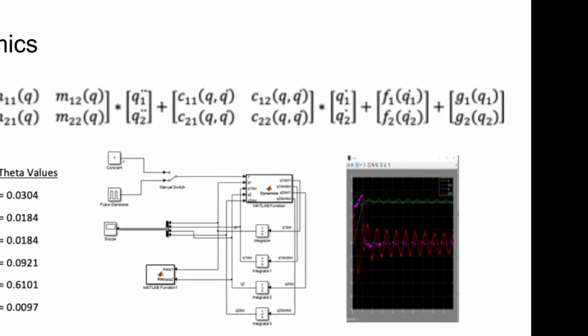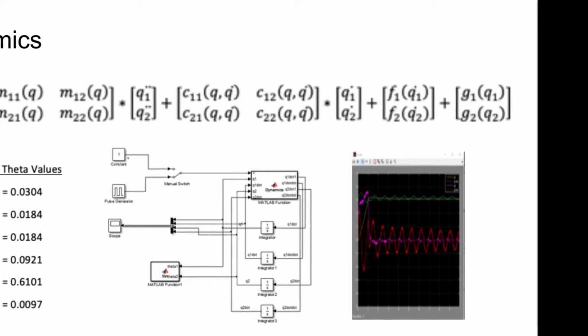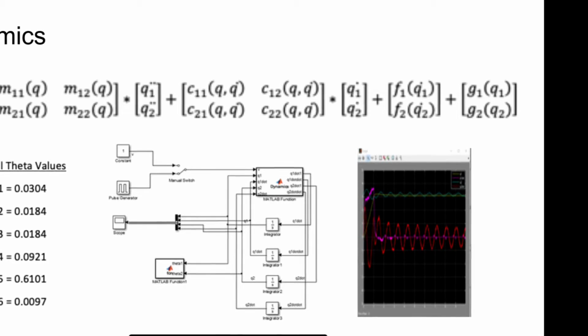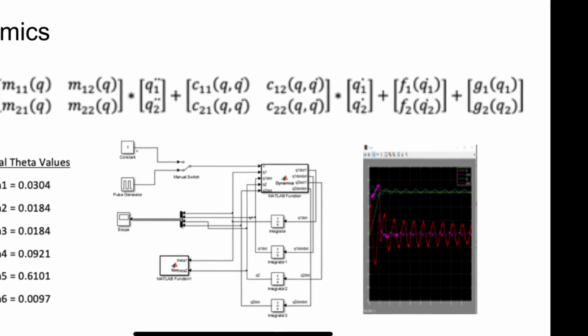We learned how the physical parameters of the robot affect the dynamics by seeing how the theta values affected the movement of the robot. For example, theta 5 and theta 6 each respectively show the effect of friction on link 1 and link 2. So when these values were very large, the pendulum moved more slowly.